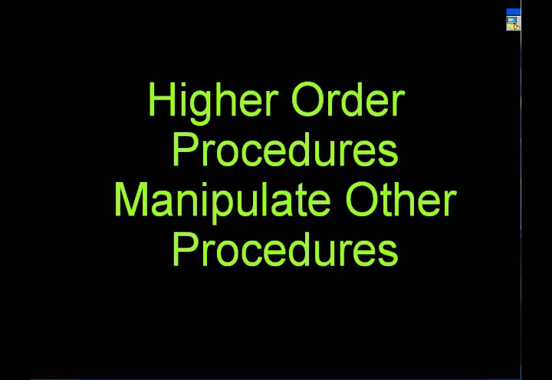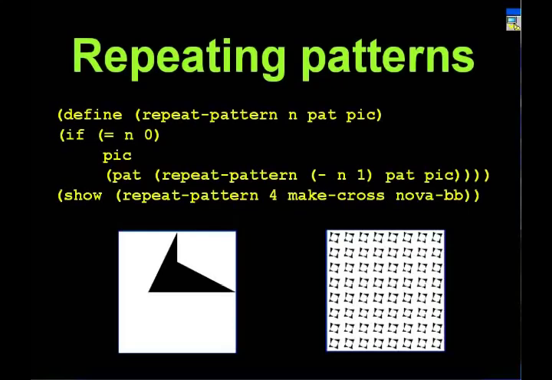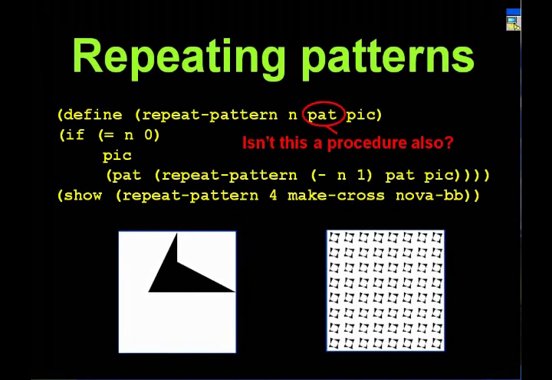All right. So today we're going to talk about a slightly different, slightly related thing, which is higher order procedures manipulating other procedures. Okay. If you remember this example from week 2, whereby we had patterns and we can repeat patterns. You notice in this example, this thing called pat here is actually a procedure. So this is an example of a procedure being used as an argument for a procedure. And the output, what's the output? The output is a picture, right?